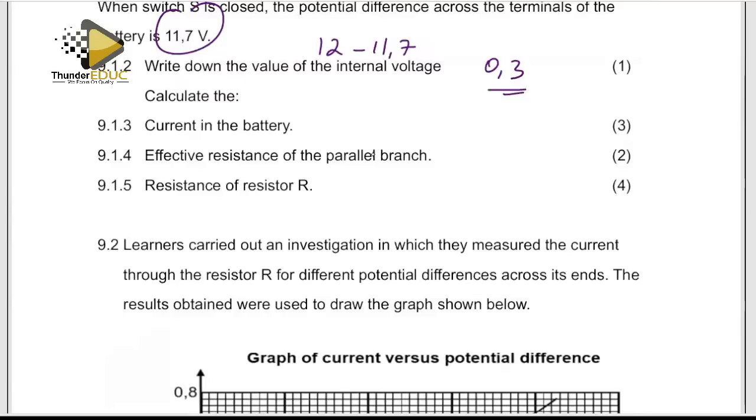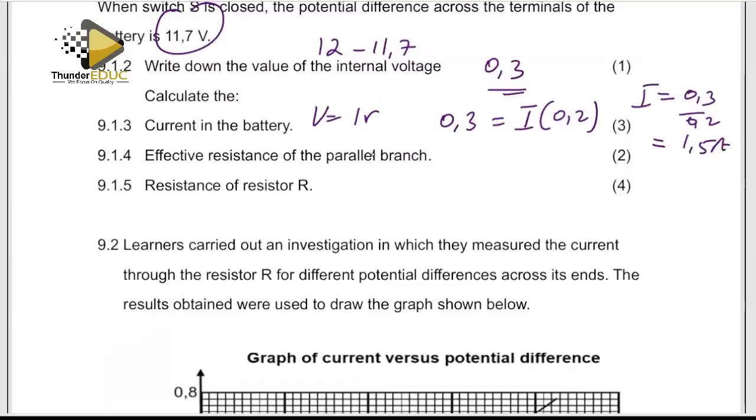So I can say that V is equal to IR. The voltage of the internal is 0,3 is equal to I, the internal resistance is 0,2. So meaning that my I is 0,3 over 0,2, which must give us 1,5 amps.